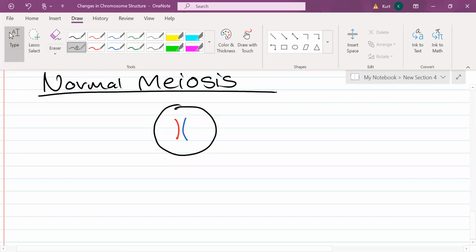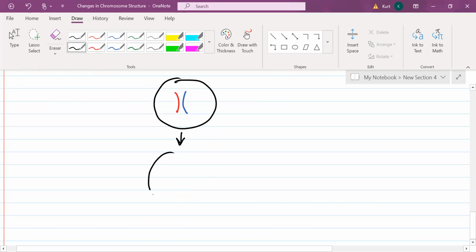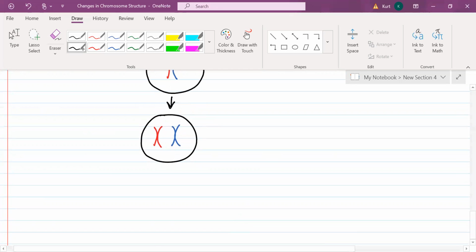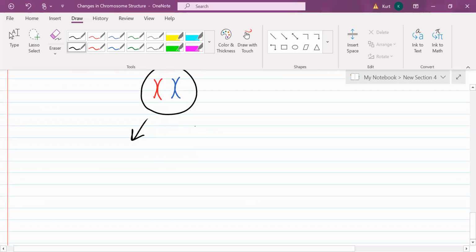Now, what do these chromosomes do during S phase of interphase? What do they do? They double themselves. So we no longer have chromosomes. What are they going to form? Sister chromatids. Okay? So that's S phase. And then we're going to go through meiosis 1.